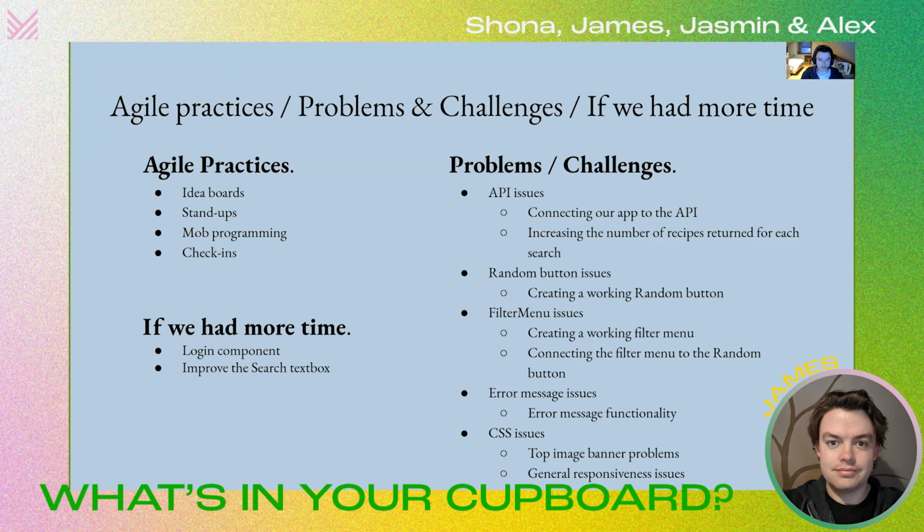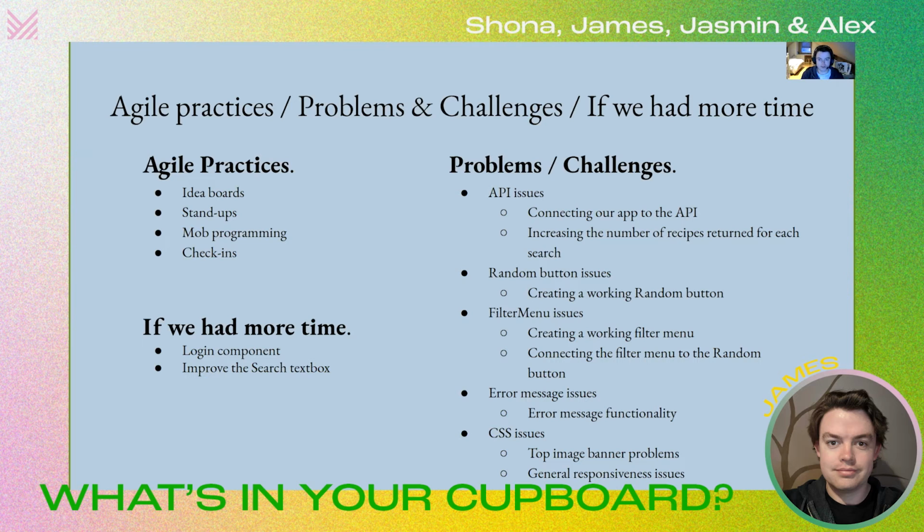So once we'd finished our minimum viable product, which was quite basic, it was just a text box with a search button that would fire a request to an API and return recipes. Once we had accomplished that, we all got together to decide where we wanted to go. So we wanted to add a filter menu, which we managed, and a random recipe button just for fun.